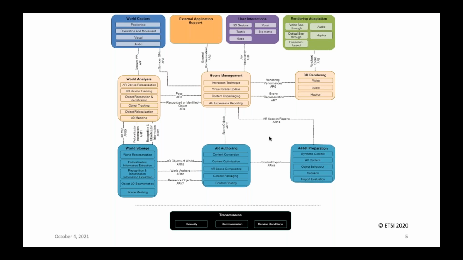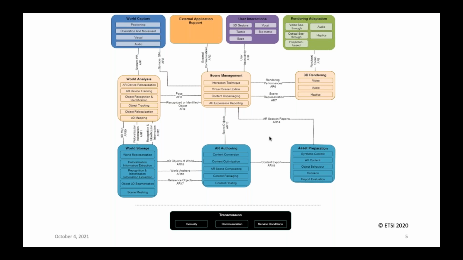And then the turquoise bands are supporting zones or functions that include asset preparation, authoring, which may be manual or automatic, and a variety of functions in world storage that have to do with world representation and understanding the real world.